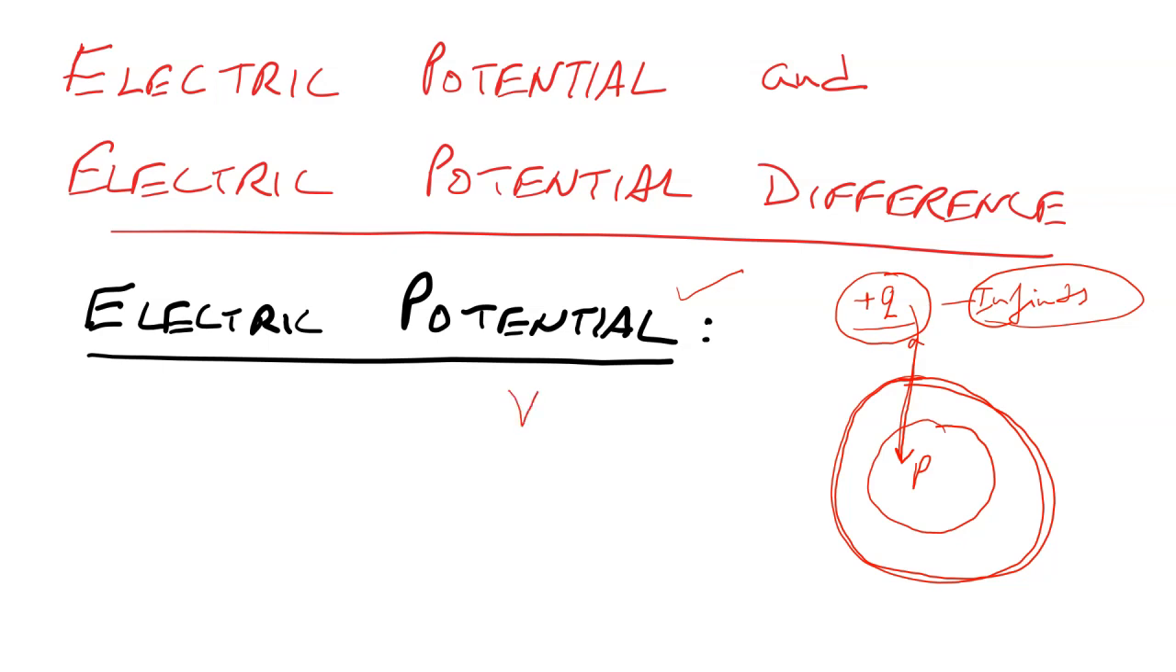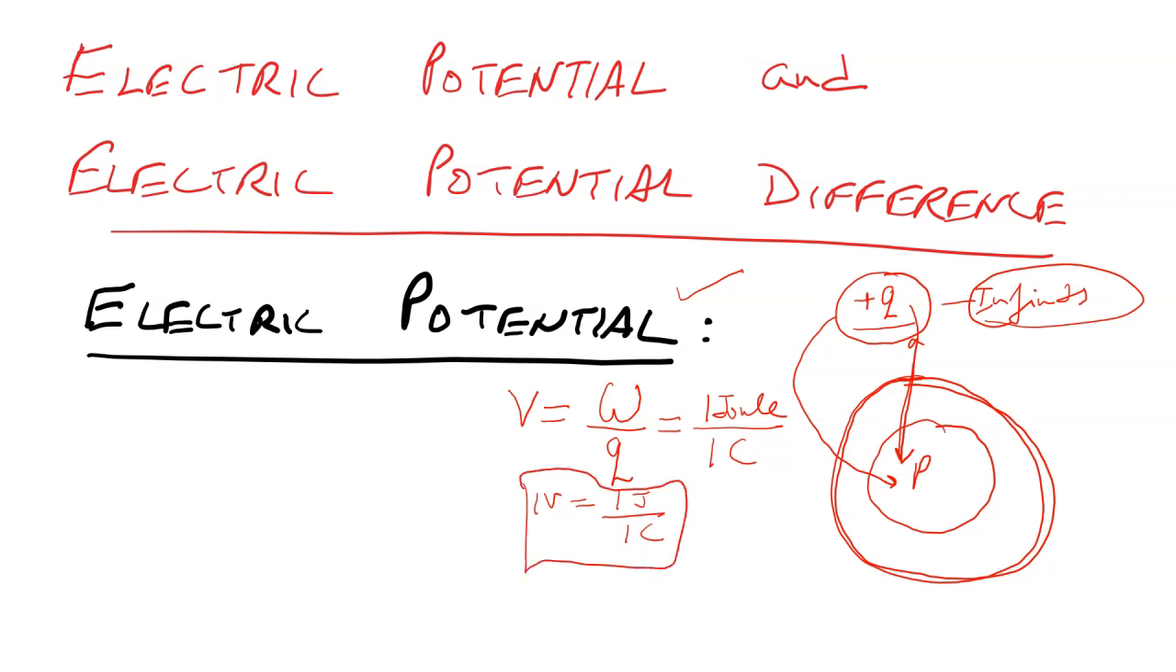So potential is denoted by V because it is the work done in moving a charge from infinity to a particular point. It is given by W by Q. What is the unit of W? 1 joule, and 1 coulomb. So 1 volt equals 1 joule upon 1 coulomb. This is the definition of electric potential. I hope you have understood this. Now let us discuss it further.